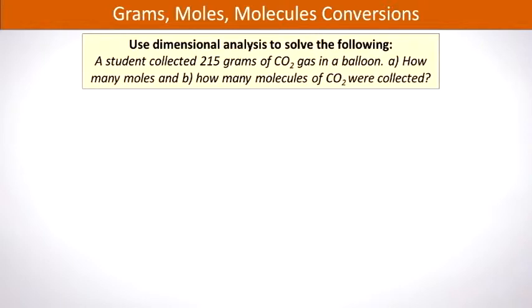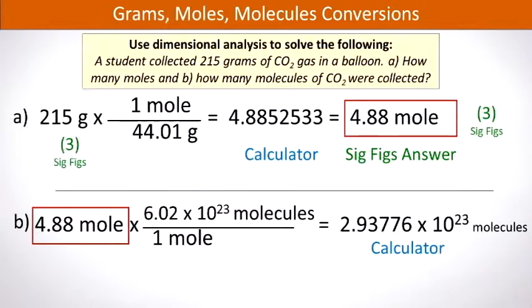Next, let's do the B part of this question. How many molecules of carbon dioxide are collected? We start with our given of 4.88 moles that we've already calculated. And by the rules of math, mole must be in the conversion factor on the bottom of the equation, in the denominator. And the numerator then becomes Avogadro's number, 6.02 times 10 to the 23 molecules per mole. Because we know that this is a relationship that we can use in chemistry.